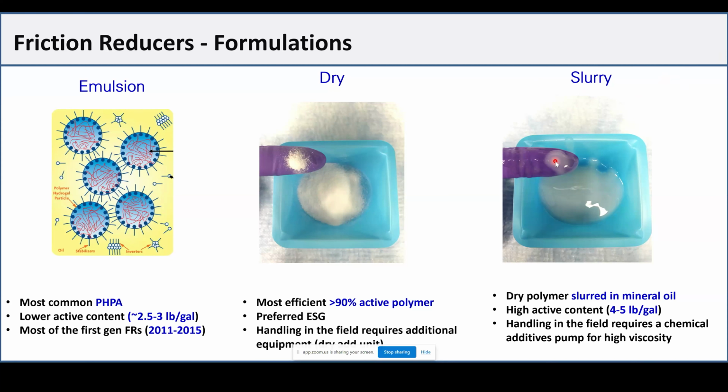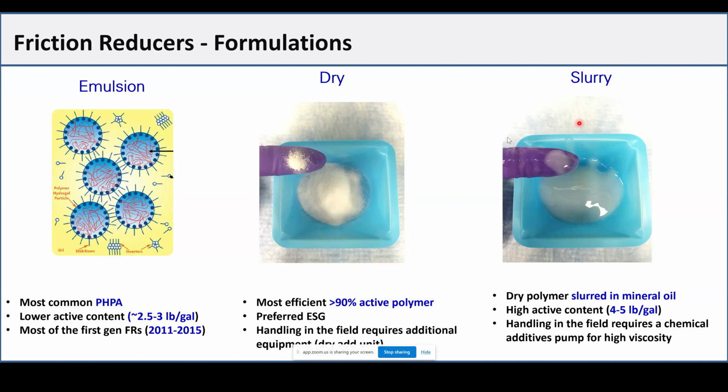And as a slurry, it will allow us to pump more polymer. So we're talking about right now 4 to 5 pounds of polymer for each gallon of the friction reducer. So the active component goes up to almost 50% of polymer inside it. So it's a better way compared to the emulsion. But again, dry will be the best from an environmental point of view. Slurry will be the second, and the last one was emulsion.